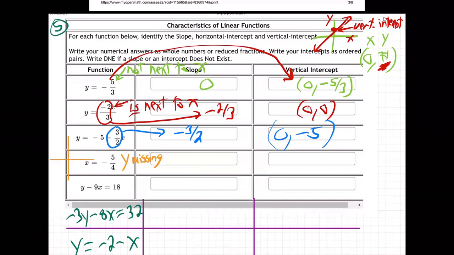If you go to the actual graph, this is the x-axis and the y-axis, remember? It says x equals -5/4. So that means it goes only through the x-axis back here at -5/4.